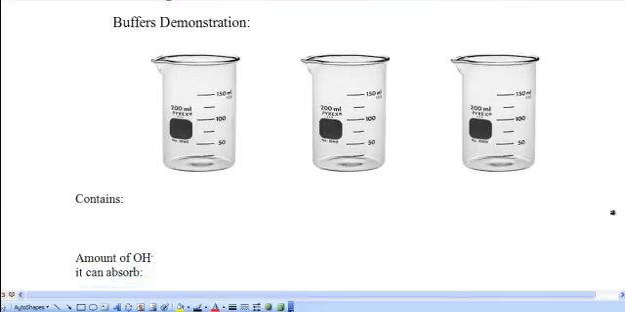Alright, so salts can have acid-base properties, and a combination of a weak acid and its conjugate salt or a weak base and its conjugate salt will produce a buffer solution that resists the change in pH. That concludes 19-5 and all of Chapter 19.